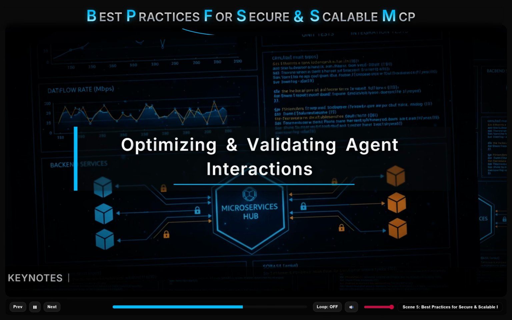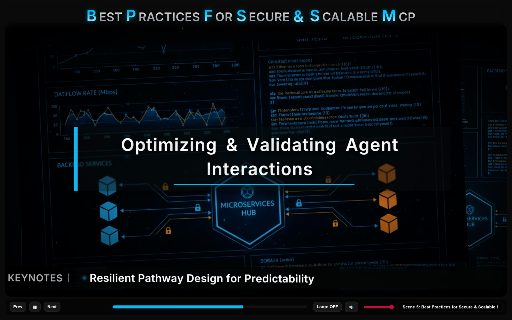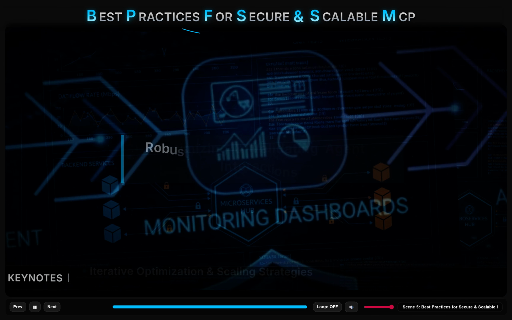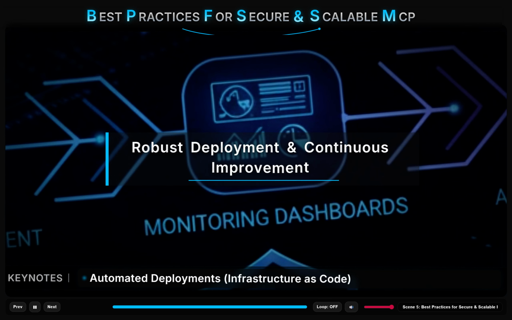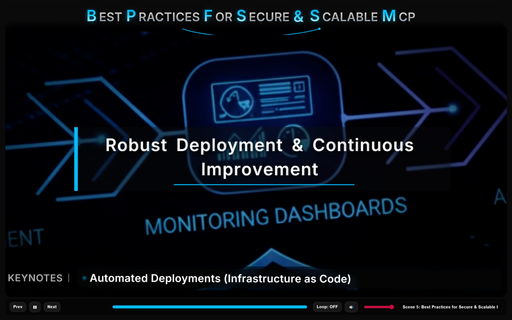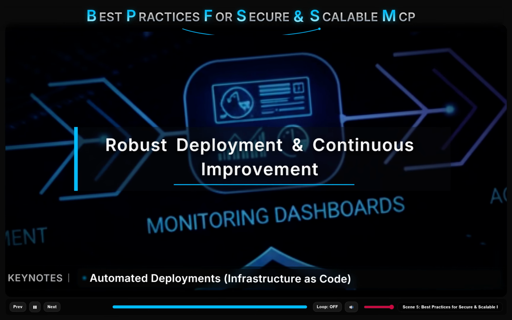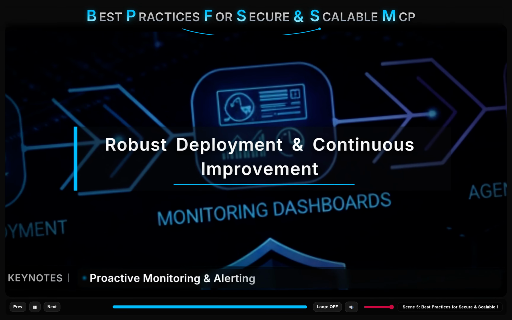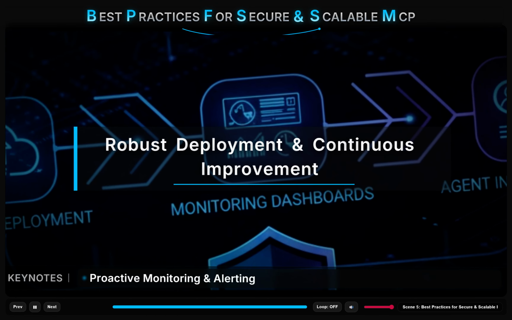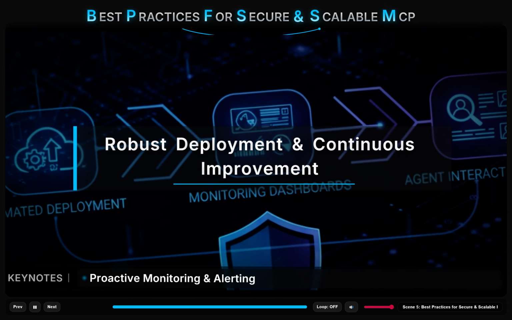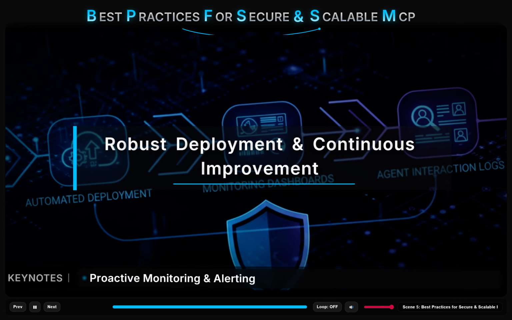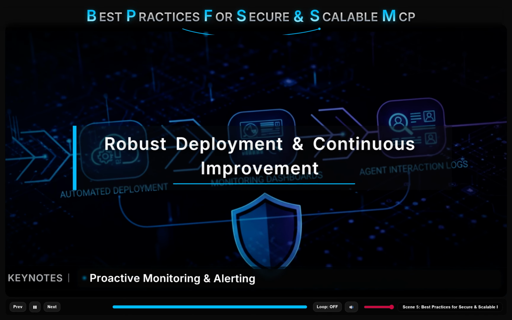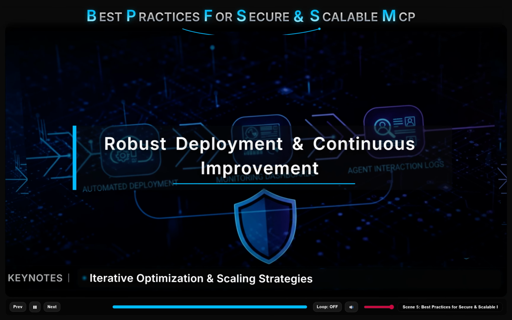Finally, let's talk about robust deployment and continuous iteration. A secure and performant MCP means nothing if it's brittle in production. Adopt an infrastructure as code approach for deploying your MCP gateways, ensuring consistency and reproducibility. Implement robust monitoring and alerting for agent interactions, context usage, and potential security anomalies. This continuous feedback loop allows you to iterate, optimize, and scale your agent integrations effectively.